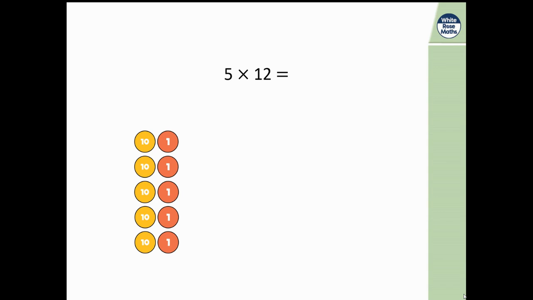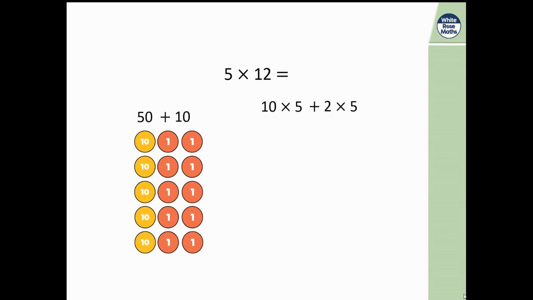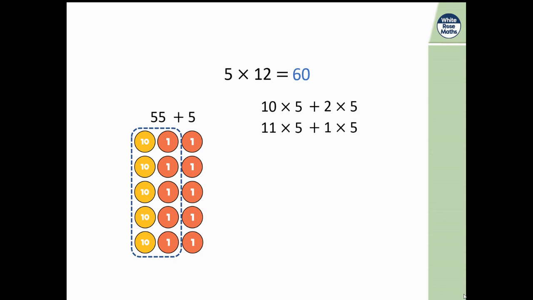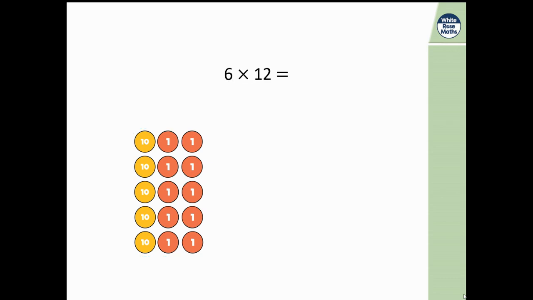So 5 times 12, if I was to add on one more there, one more row, that would be the same as 10 multiplied by 5 plus 2 multiplied by 5, because I've got 2 rows of 5, which would give me 60, which is the same as 55 plus 5, which is the same as 11 multiplied by 5 plus 1 times 5.